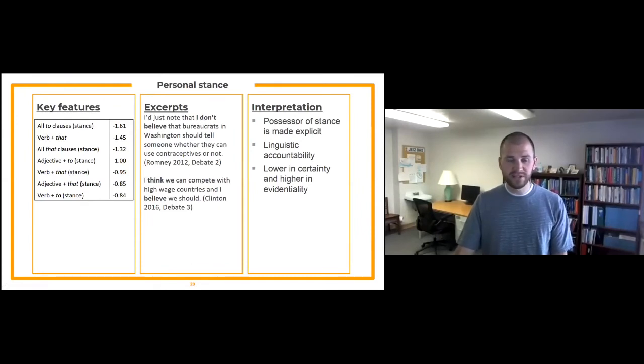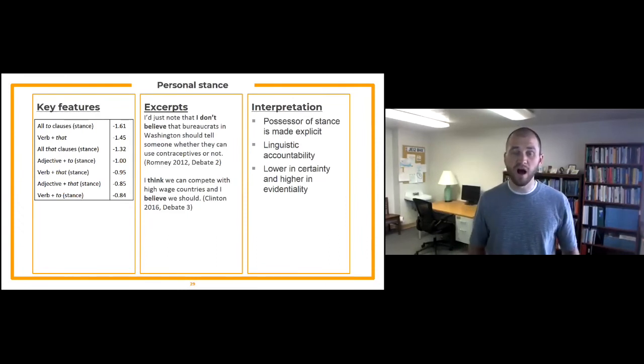Now pay attention here. We get all these stance features. Two clauses, that clause is controlled by stance verbs, adjective plus that stance clauses. And what makes these different is that the possessor of the stance is made explicit. It's clear who has this stance.